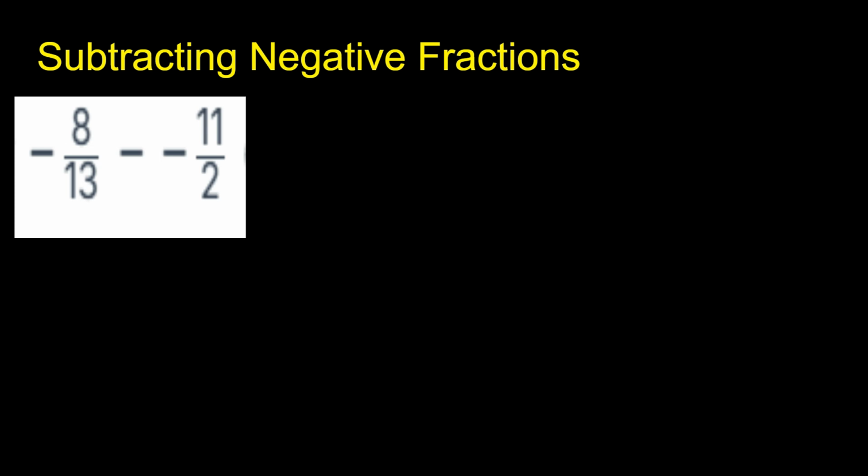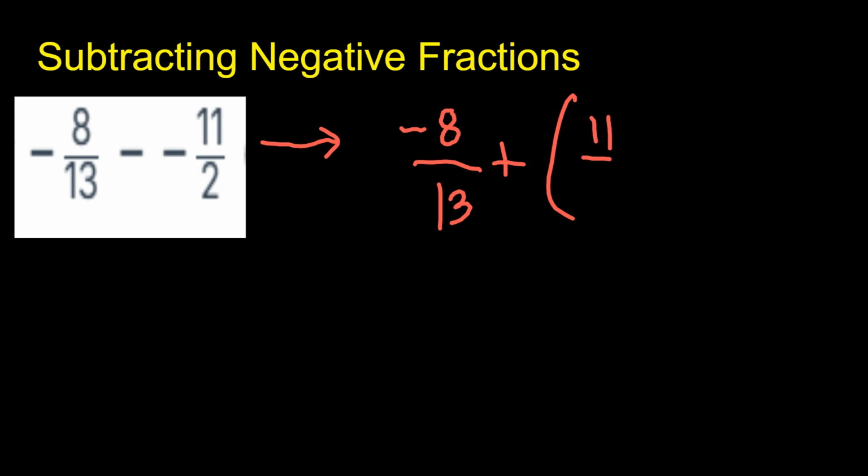So, applying the rule, add its opposite. This would be negative 8 over 13 plus 11 over 2. Because of the opposite, that's why it's called add, so you have to change this sign to add. And what is the opposite of negative 11 over 2? That would be positive 11 over 2.